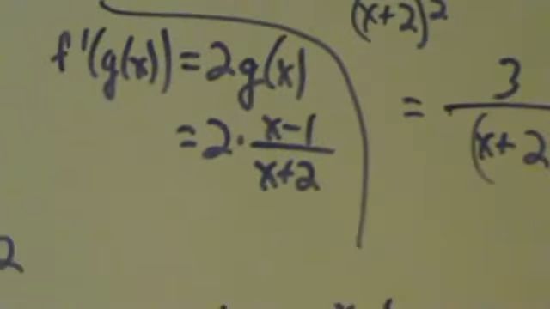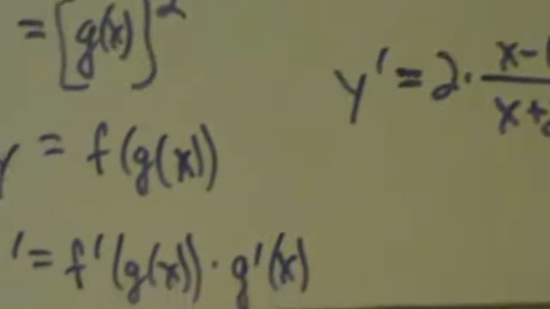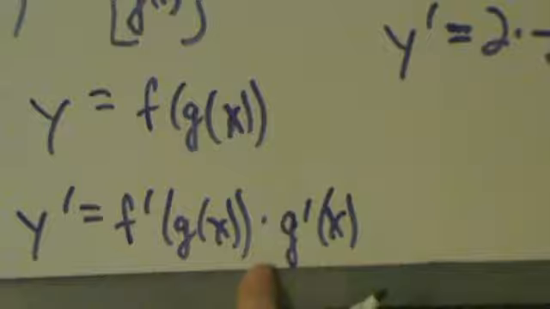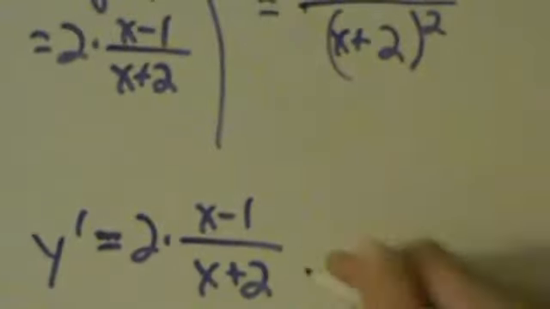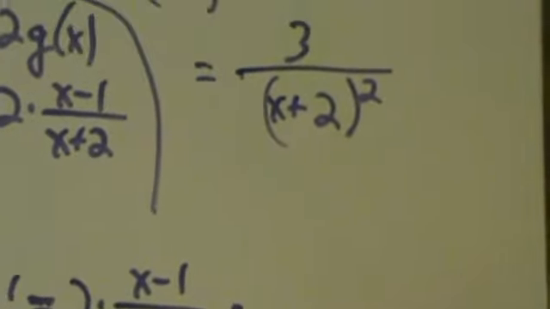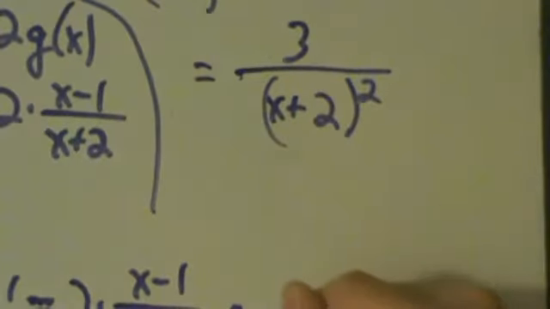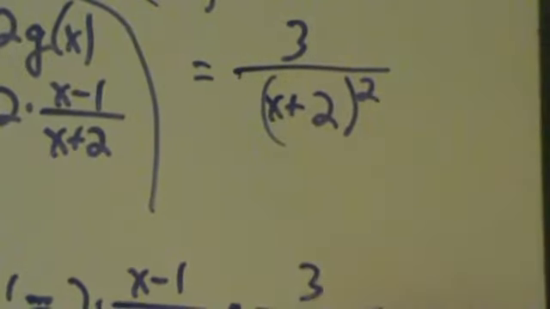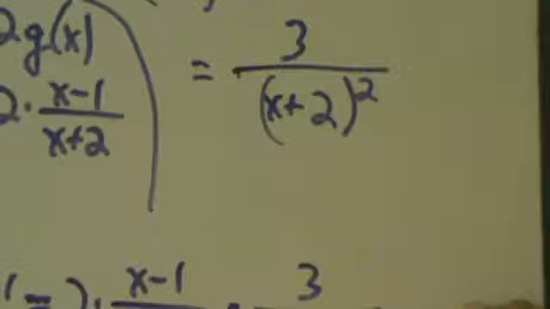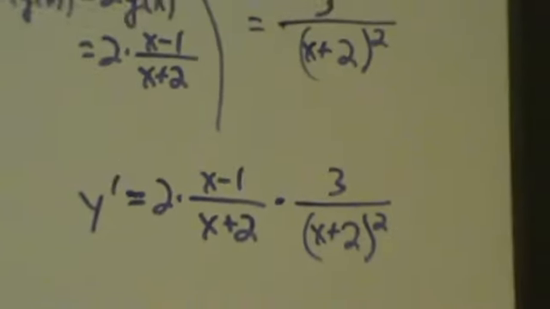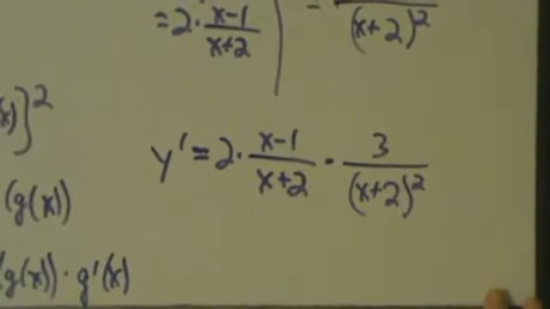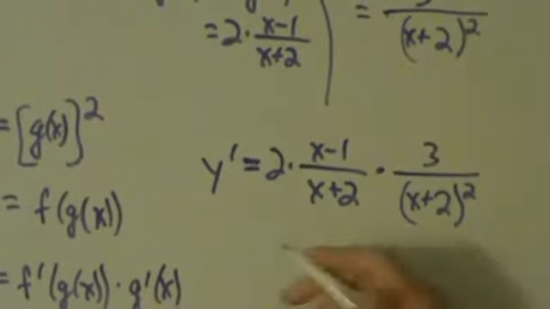Alright, so then y prime is f prime of g of x times g prime of x. Here's f prime of g of x. Now we multiply by g prime of x, which is this, 3 over x plus 2 quantity squared. Alright, now let's go ahead and zoom out a little bit. Okay, so now we're ready to combine, simplify, etc.